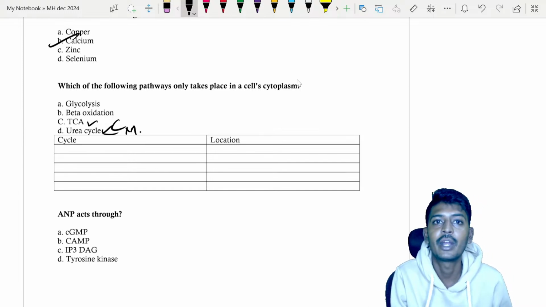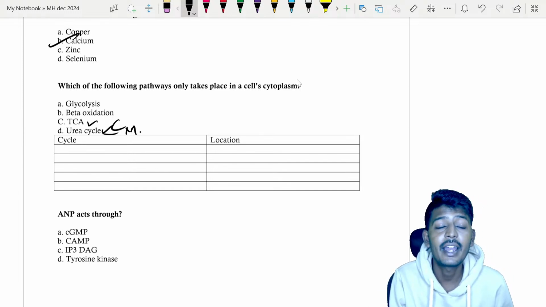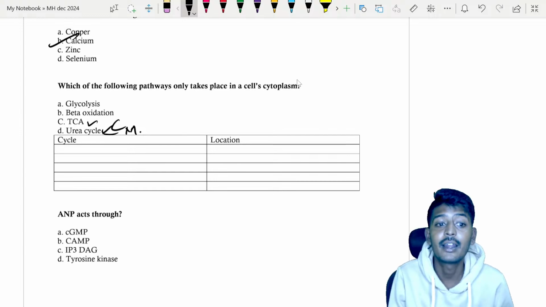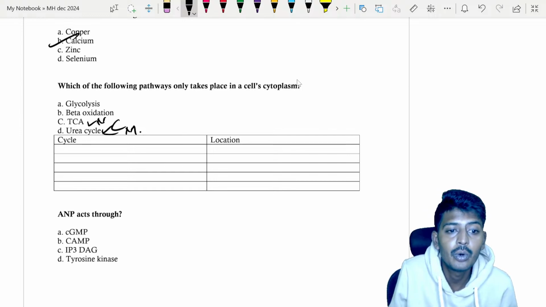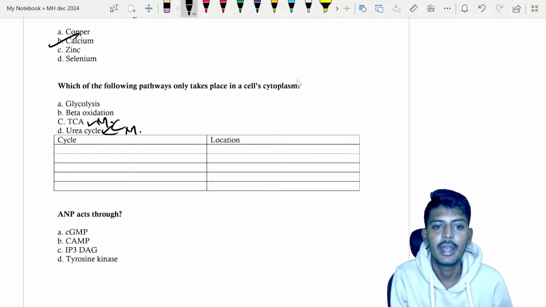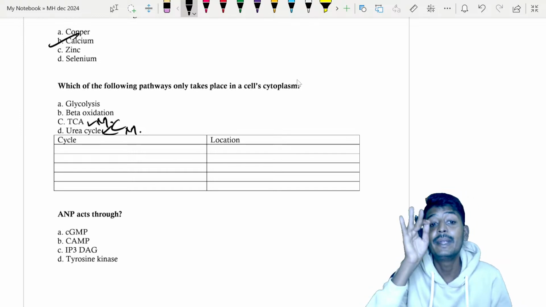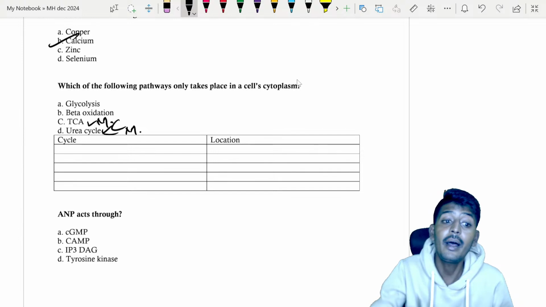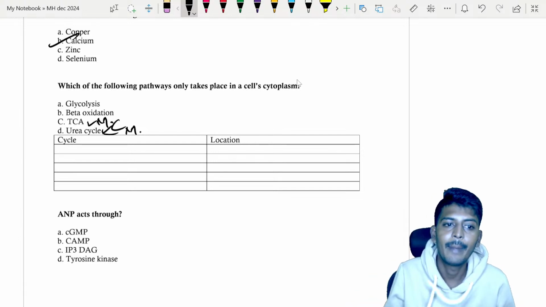Tricarboxylic acid cycle. What is the tricarboxylic acid cycle? Krebs cycle. Krebs cycle occurs only in the mitochondria. Beta oxidation, my dear students. Beta oxidation proper occurs in the mitochondria.